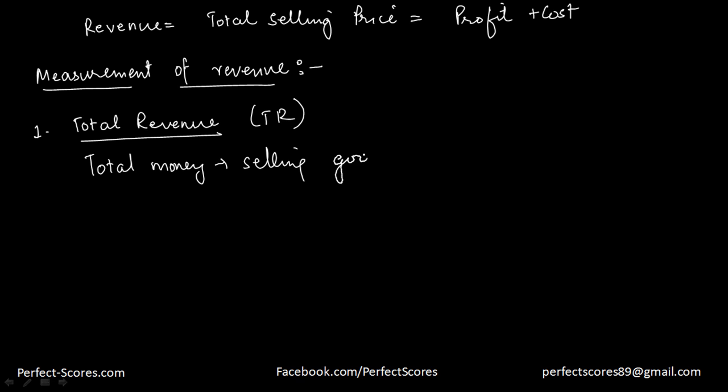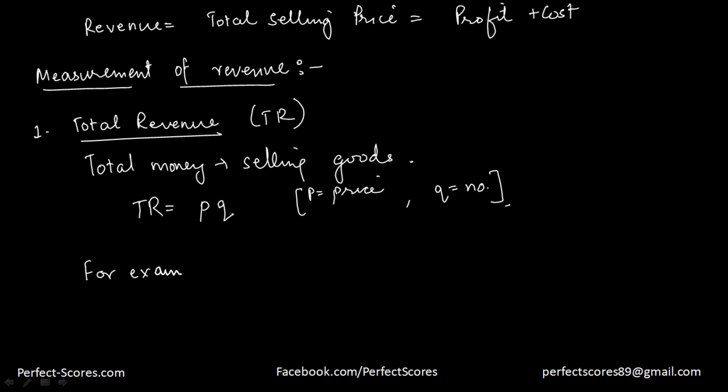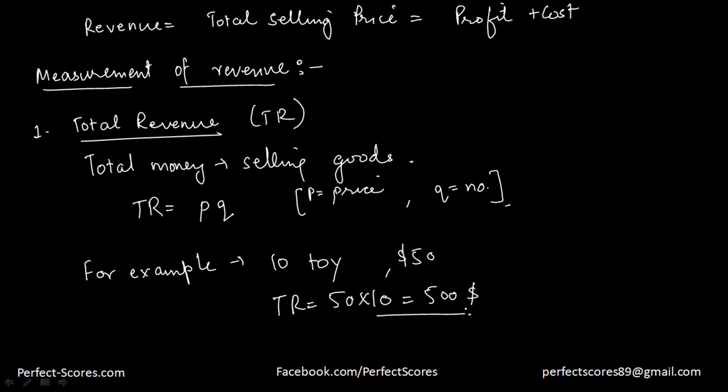Total revenue is equal to the price for each good times the number of units you sell. P is the price for each good, and Q is the number of goods sold. This is what we call total revenue. For example, if I'm selling 10 toys, and each toy costs $50, then my total revenue is 50 times 10, which is equal to $500. So that's my total revenue.